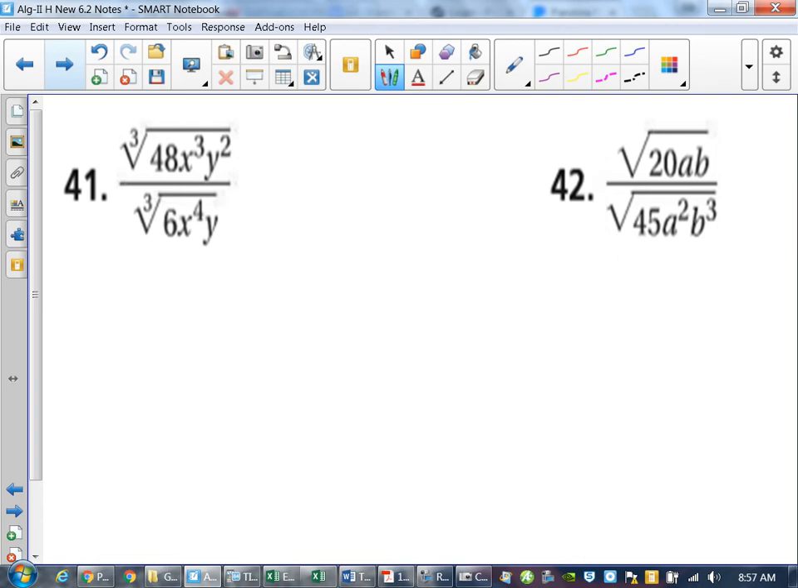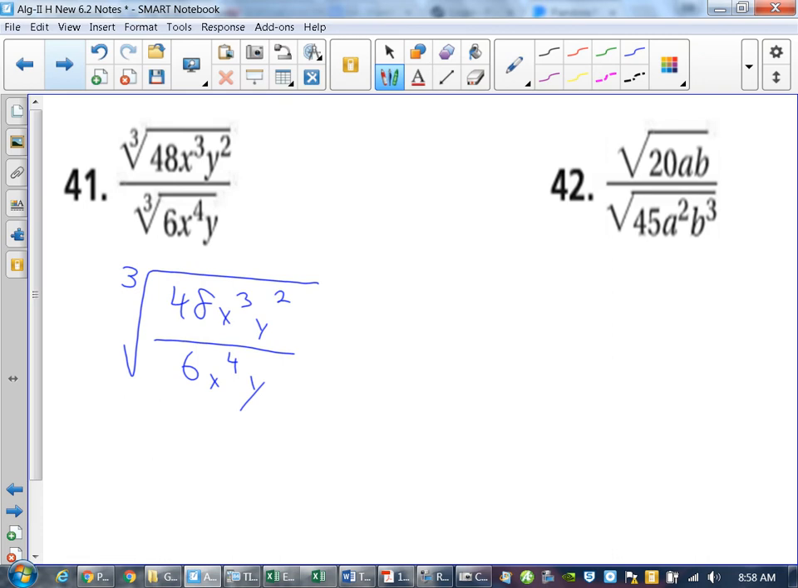Since it is the same in both the numerator and denominator, I can write this as one giant fraction. So I have 48 x cubed y squared over 6x to the 4th y. And now, what do you think you're going to do? Simplify. Simplify like we did before inside the radical, and then try to simplify the radical. You're just basically adding an extra step to what we did a couple of weeks ago.